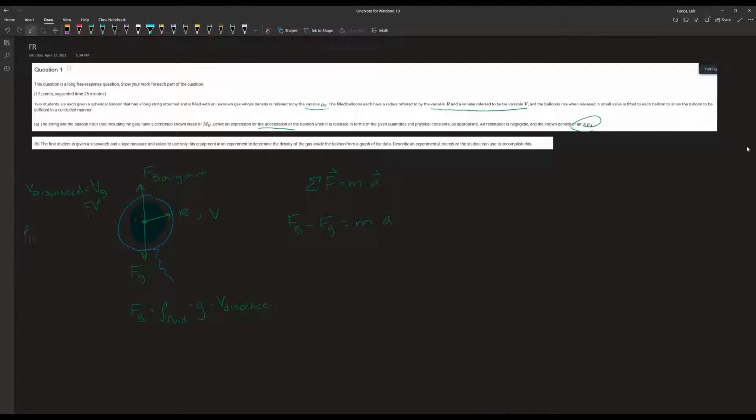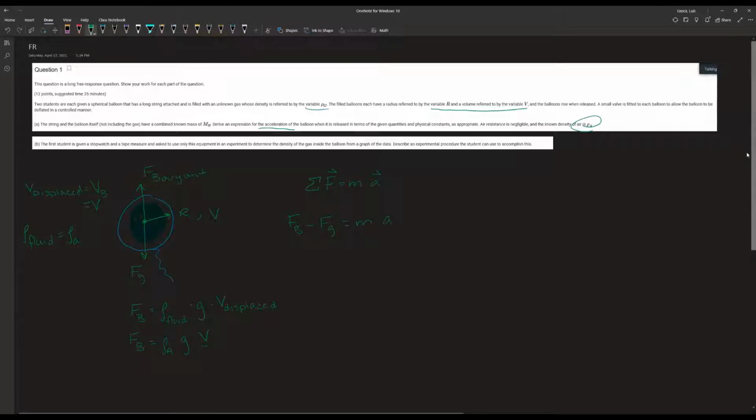And the density of the fluid is the density of air. Okay. So we can go ahead and rewrite this technically. The buoyant force will be rho A times G times V. And this volume here is variable, but that's not a big deal. We can use it as our variable to represent the balloon.